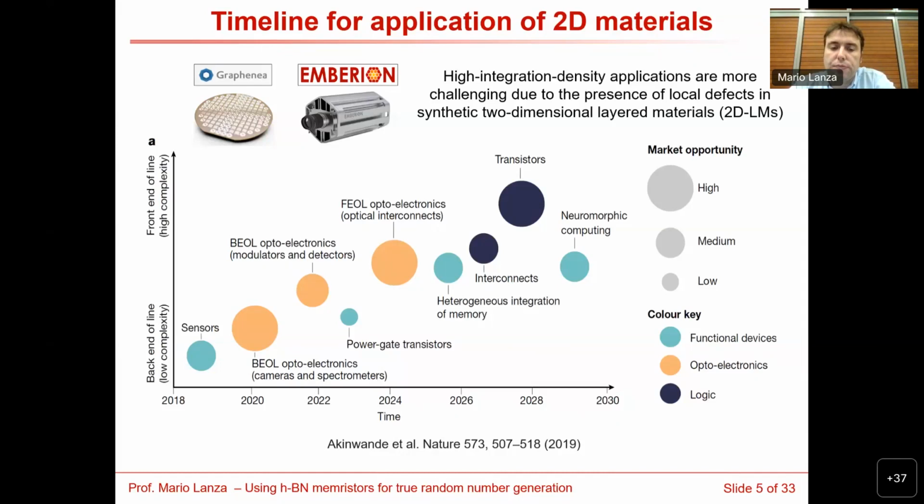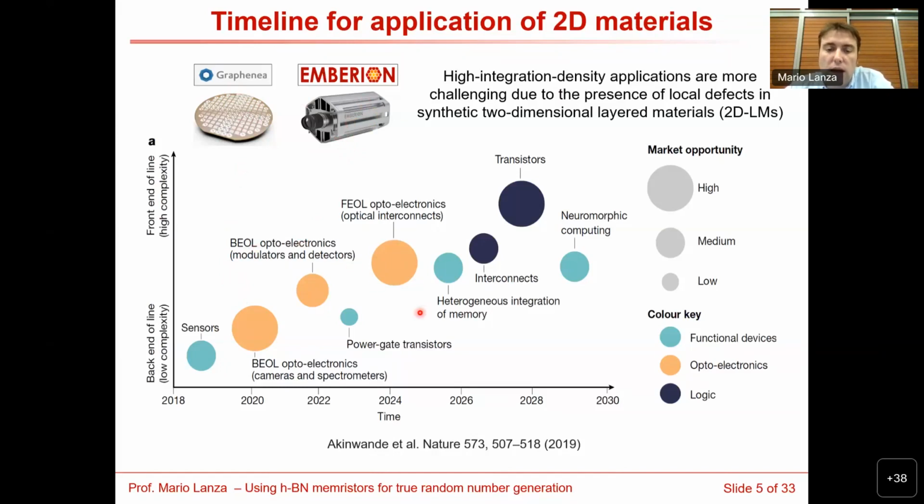And some things have started to come out. Two-dimensional materials are already being employed in some commercial products, such as sensors from the company Graphenea, or some specialty cameras, such as these ones from the company Emberion, which have some graphene. So the integration of two-dimensional materials at the back end of line of microchips is already a reality, although it is still very limited, because there are many integration challenges, as I will explain.